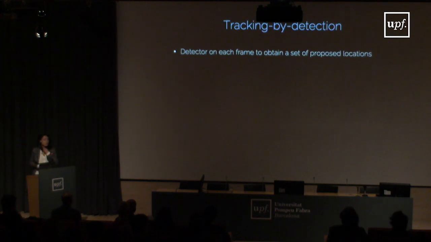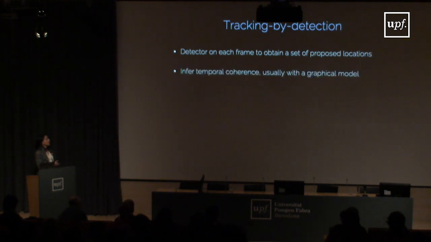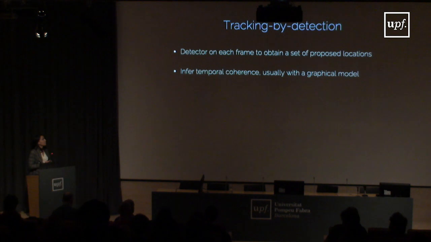And most methods use the tracking by detection paradigm. So they step a little bit away from all the problems of viewpoint and illumination by first using a detector on each separate frame of the video to obtain a set of proposed locations. The detector already gives you pretty good results nowadays, so we can trust that these results are depicting most of the pedestrians in the scene. And then what you do classically is you put a graphical model on top of these detections, and you try to infer some of the temporal coherence through this graphical model. So essentially, the graphical model gives you the best explanation of trajectories for the set of detections that you're given by the detector.